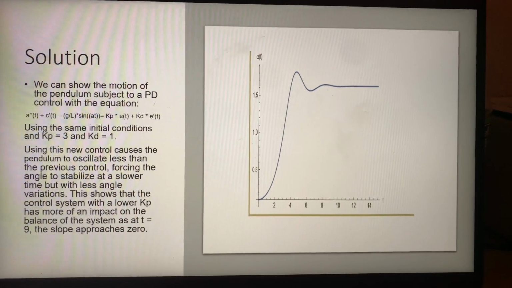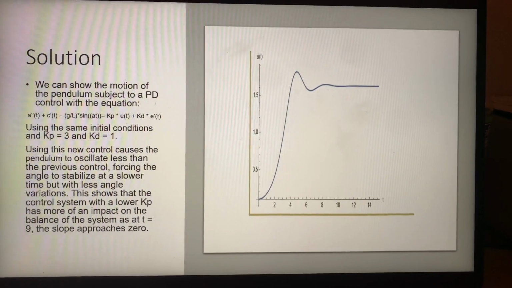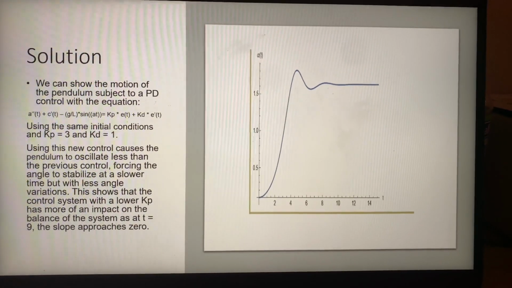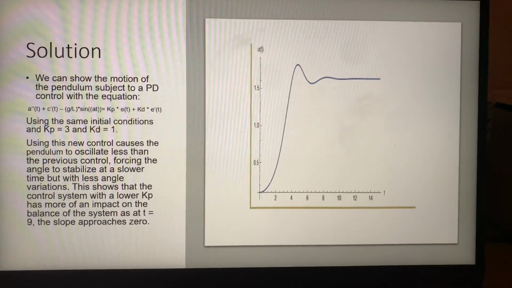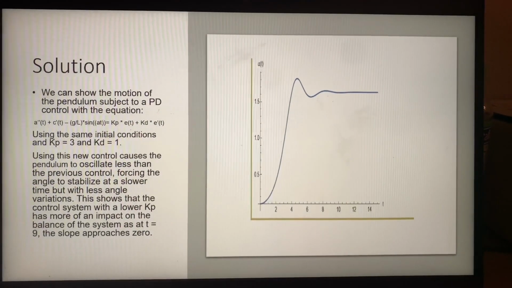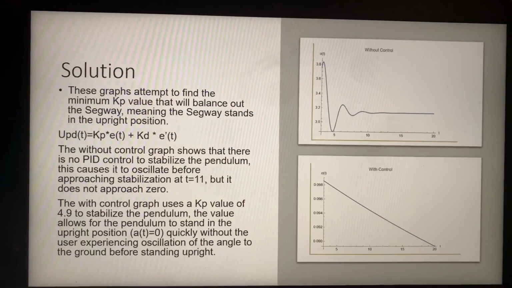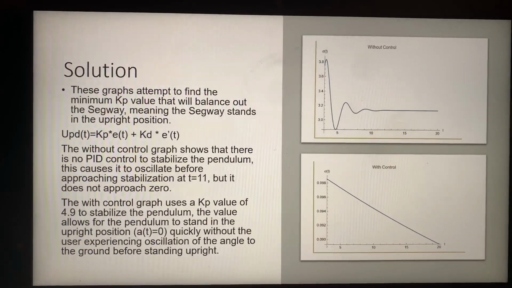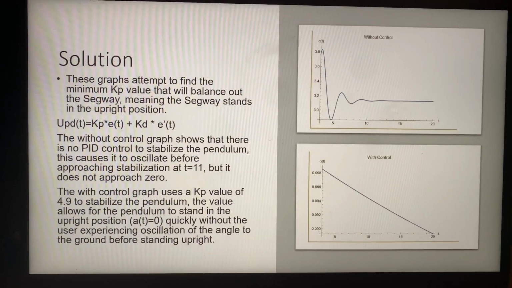This shows that the control system with a lower Kp value has more of an impact on the balance of the system, as at t equals 9, the slope approaches 0. However, the angle does not approach 0, meaning it does not stabilize in the upright position. These graphs attempt to find the minimum Kp value that will balance out the Segway, meaning the Segway stands in the upright position.